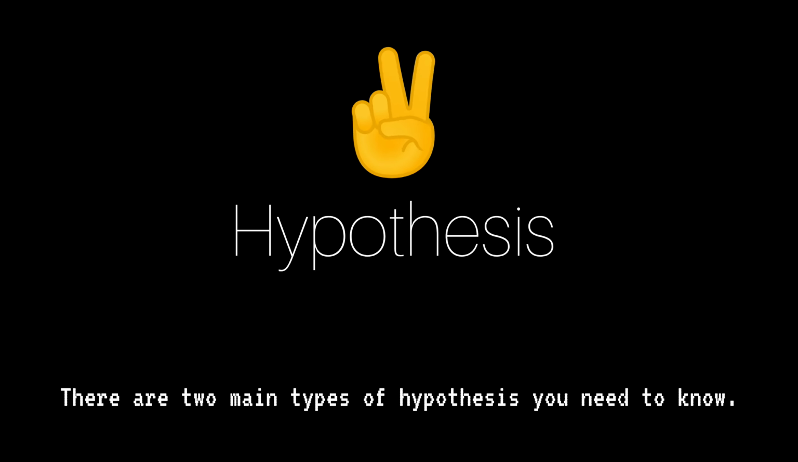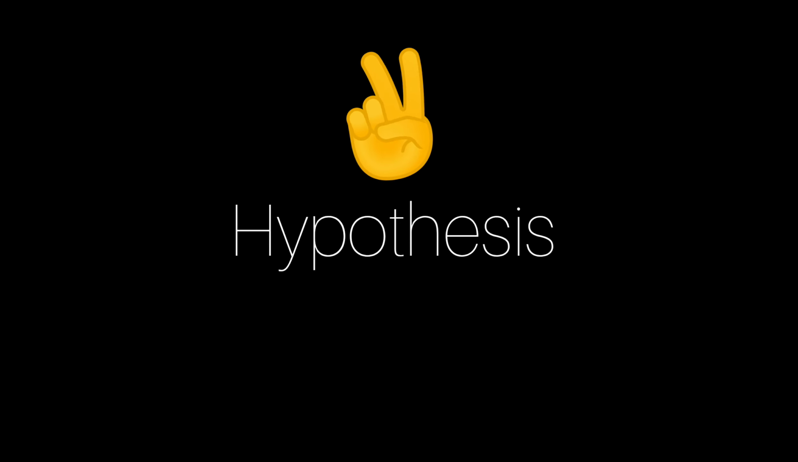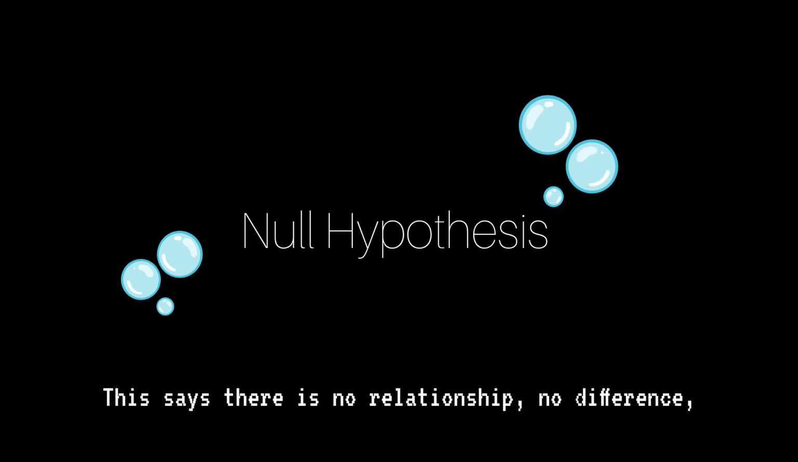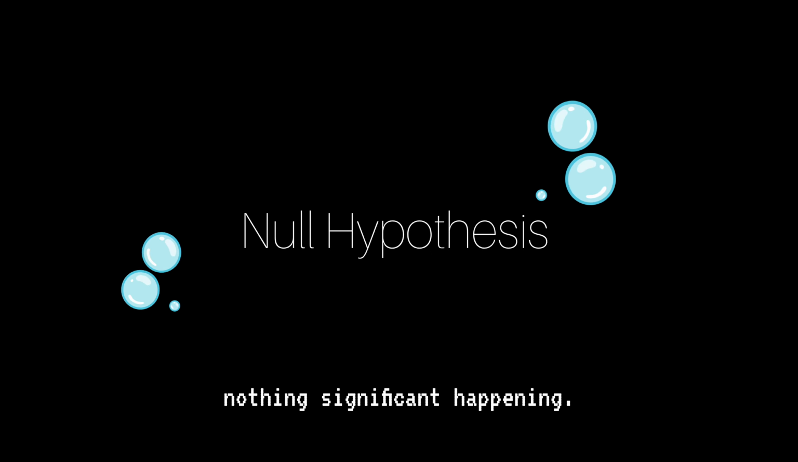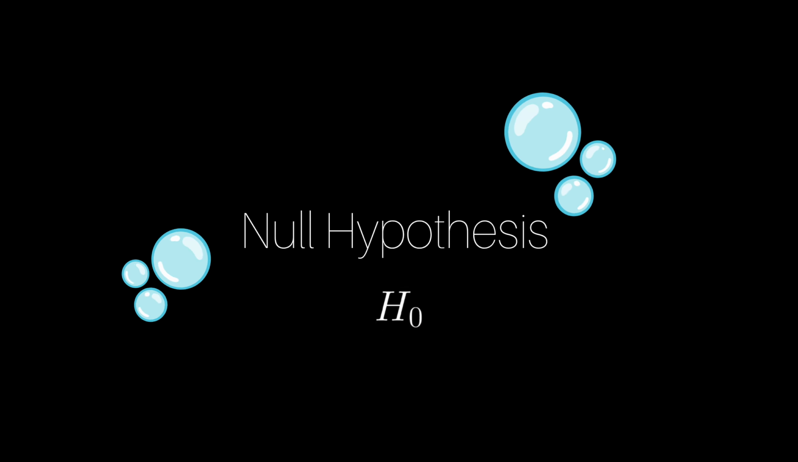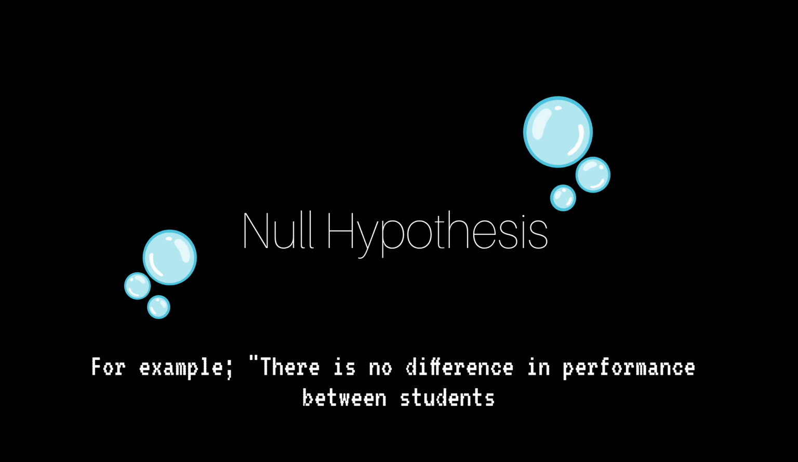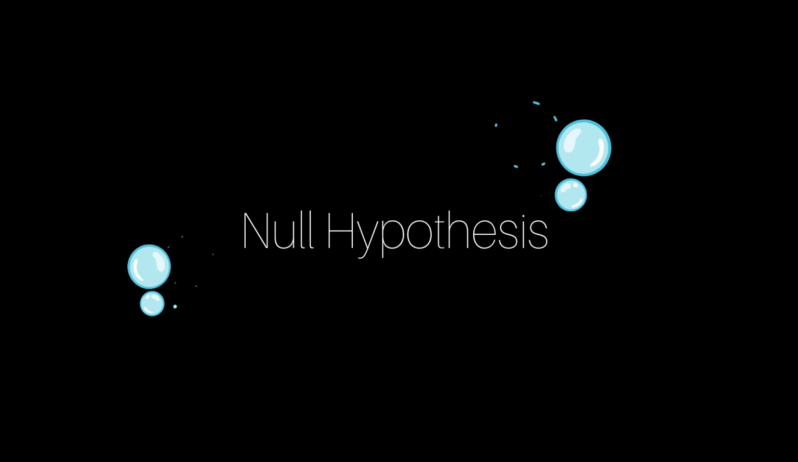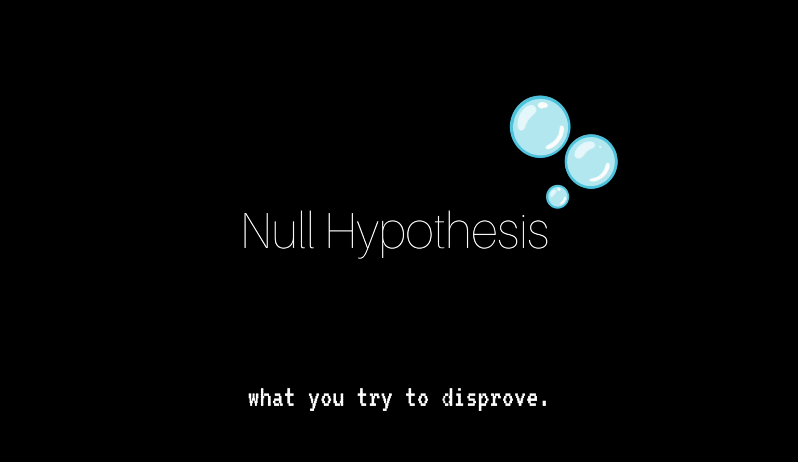There are two main types of hypothesis you need to know. Null hypothesis. This says there is no relationship, no difference, nothing significant happening. It's often written as H with a 0. For example, there is no difference in performance between students who study with audio and those who read. The null hypothesis is what you try to disprove.